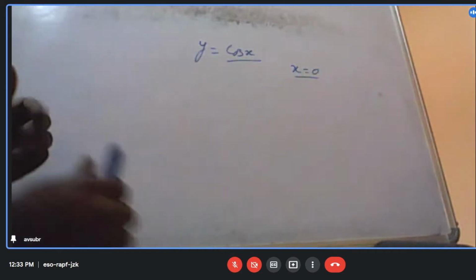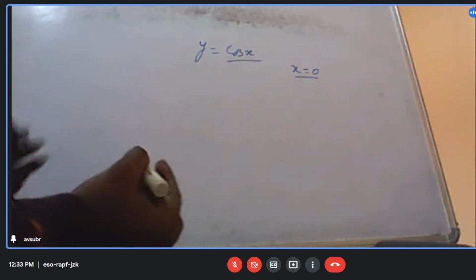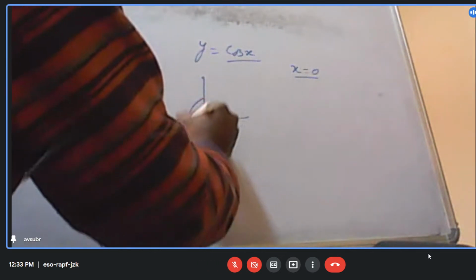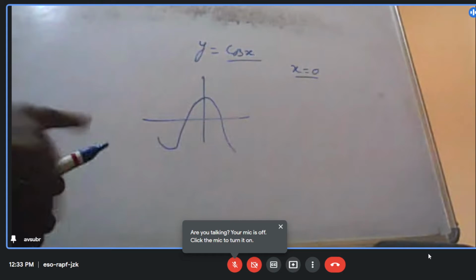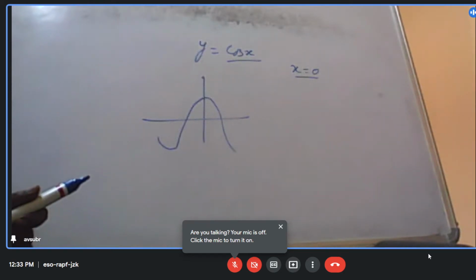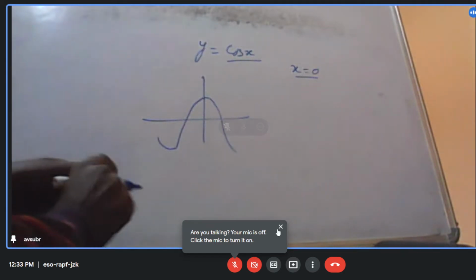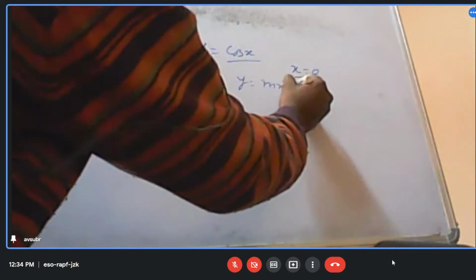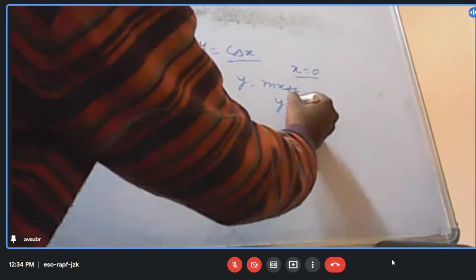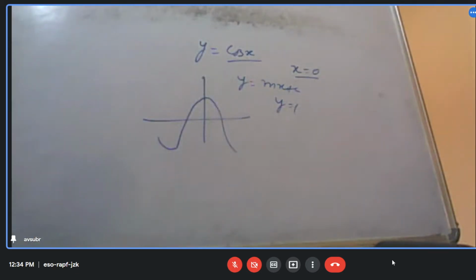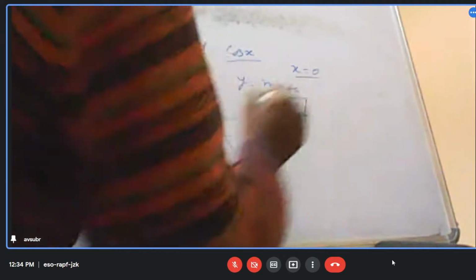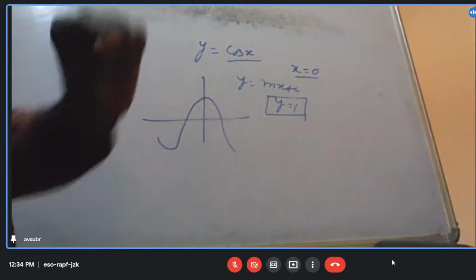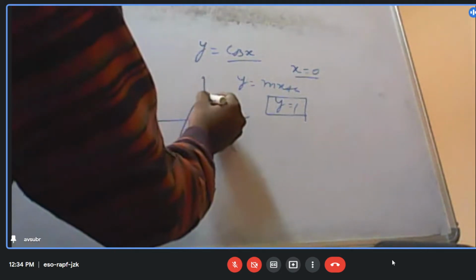So yesterday, if you recall, we have done two things. I'm just recapping what we did yesterday. This is our original function cos x, and we tried to fit this curve with mx plus c. We found out that y is equal to 1. This is our assumed curve. We assume that this is a linear curve.